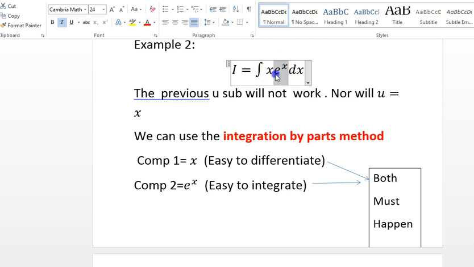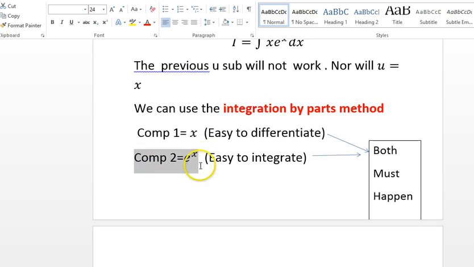In this one, of course, it is not a big deal, because if you take x as comp 1, that is the easiest to differentiate. Why? Because the derivative of x is 1, and then immediately check whether comp 2, which is e to the x, is easy to integrate. Well, it is easy to integrate, correct? Because the integral of e to the x is e to the x. So in this case, it makes a lot of sense to take x as your comp 1 and e to the x as your comp 2.